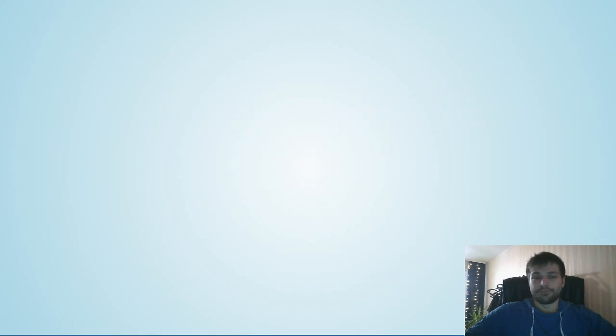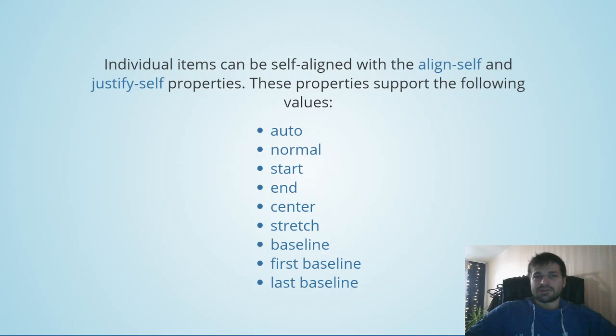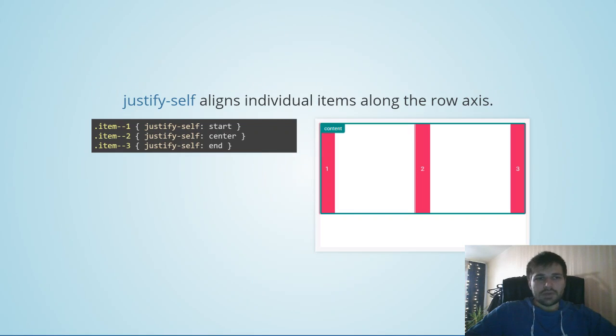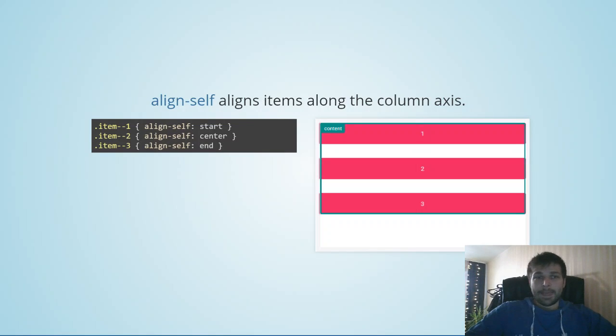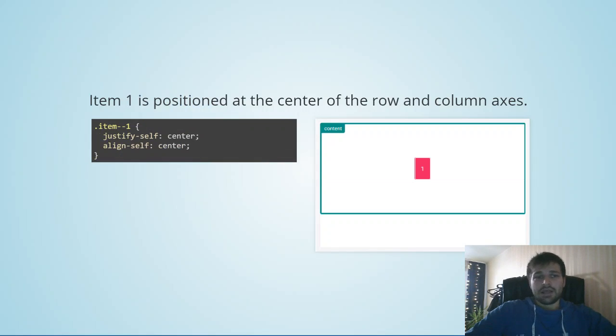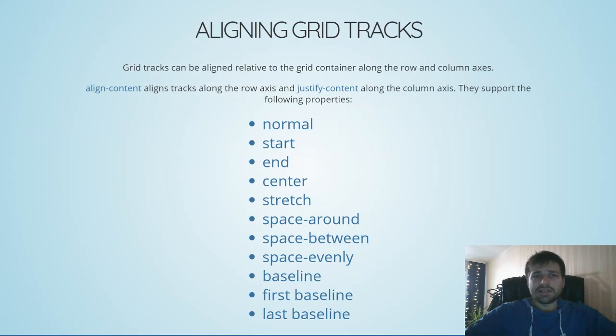Items are positioned at the center of the row and column axis by the properties justify-items and align-items center. Individual items can be self-aligned with the align-self and justify-self properties. So in this example we have three items, and the justify-self property start, center, and end. align-self aligns items along the column axis, and justify-self and align-self by center.